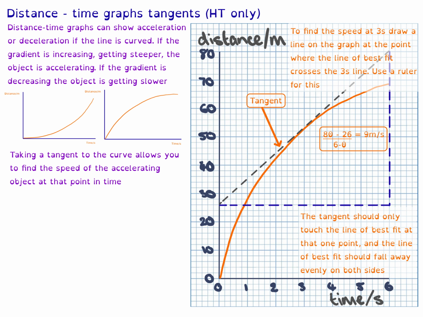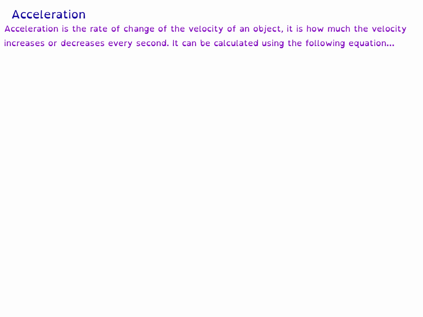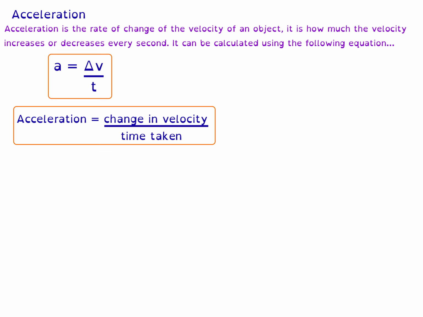per second. Acceleration is the rate of change of velocity of an object. It is how much the velocity increases or decreases every second. It can be calculated using the following equation. a equals delta v on t, or acceleration equals change in velocity divided by time taken.